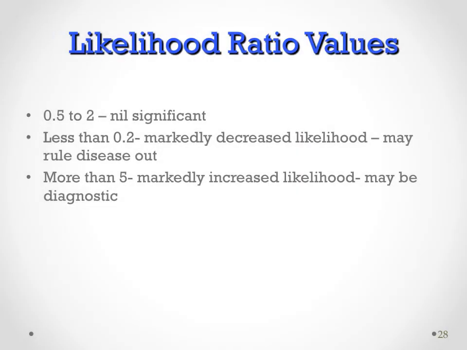With a likelihood ratio value of 0.5 to 2, there's not really much you can say. But if your test has got a likelihood ratio of 0.2, then that markedly decreases the likelihood and could potentially rule the disease out. And if you get a value of more than 5, then that markedly increases the likelihood and could in fact be diagnostic of the index condition.